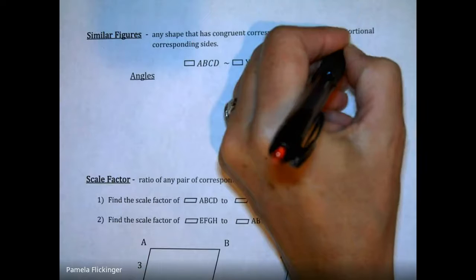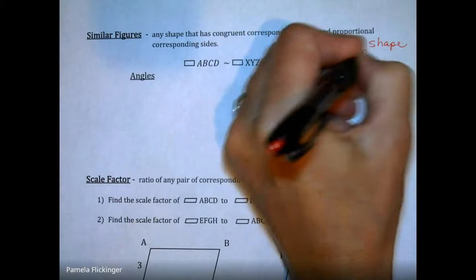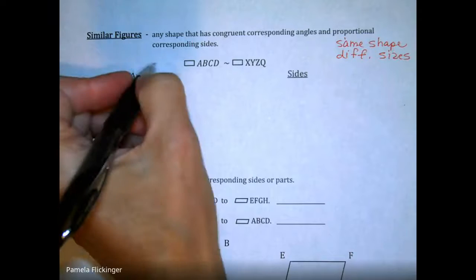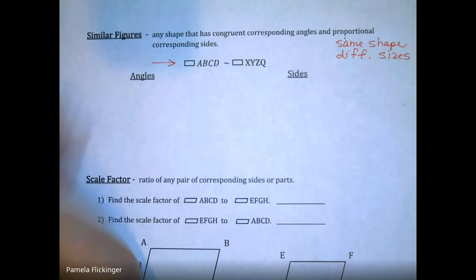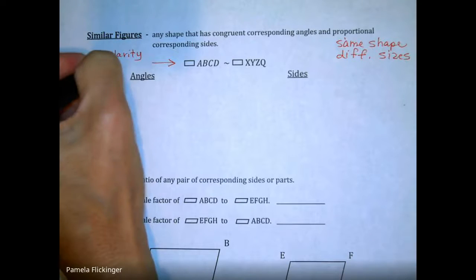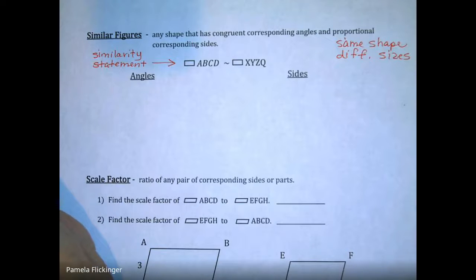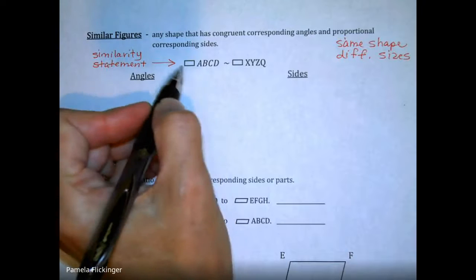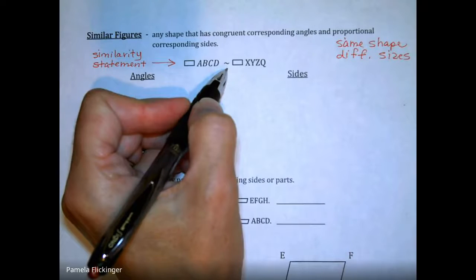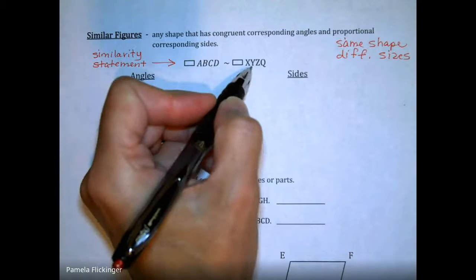All right, so same shape, different sizes. That's how they will appear. This right here is called a similarity statement. When you're asked to write one, just like when we did congruent figures, you're going to have some shape. And then this is our symbol for similar. It looks like the one for congruent, but we take out the equal sign. It's just the squiggly. And then that will be similar to another shape.